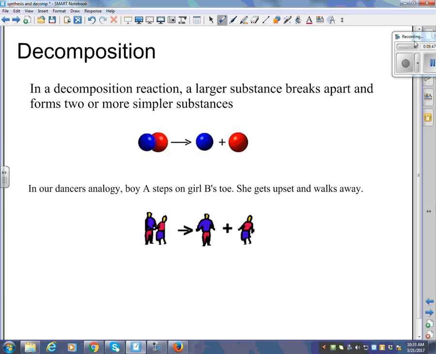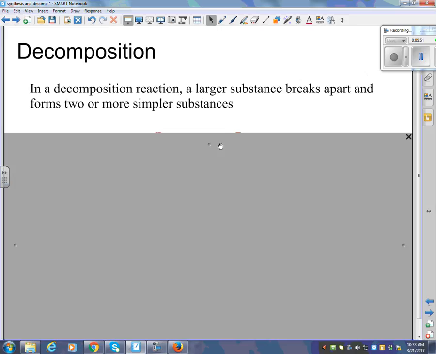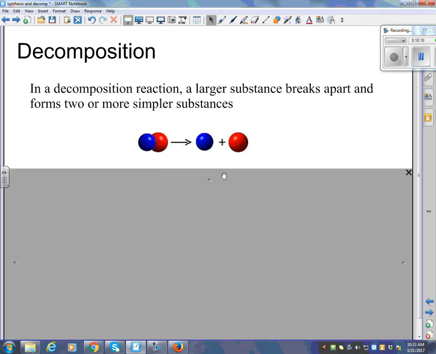Now, what do you think decomposition is? Opposite. Indeed it is. If things decompose, they break down, right? Like if you leave leaves out, they'll decompose, they'll break down. So in a decomposition reaction, a larger substance breaks apart and forms two or more simpler substances. And if I go back to the picture, the blue-red molecule breaks down and becomes just a blue and just a red.